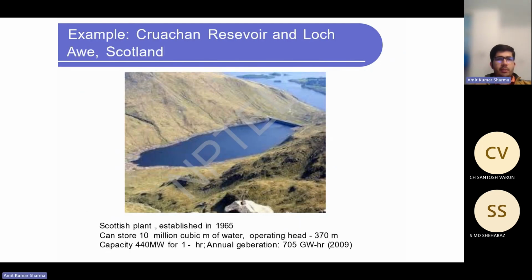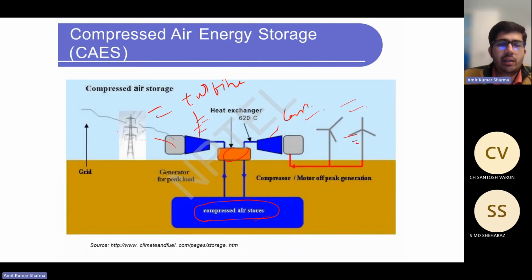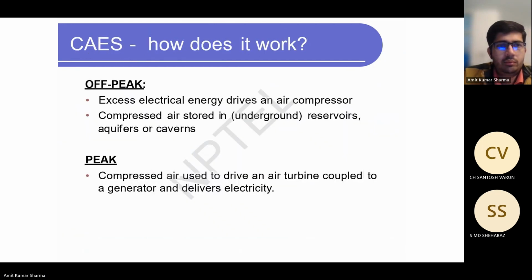Another example is Brunchen Reservoir and Loch Awe, Scotland, to drive the turbine generating electricity. Now for compressed air: off peak, excess electrical energy drives an air compressor. Compressed air is stored in underground reservoirs, aquifers, or caverns. Then the compressed air is used to drive an air turbine coupled to a generator and delivers electricity.